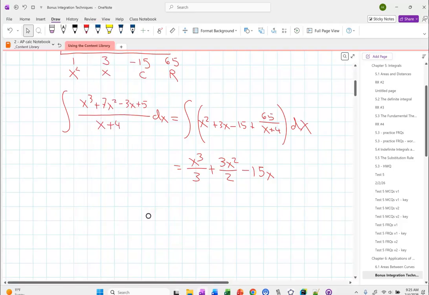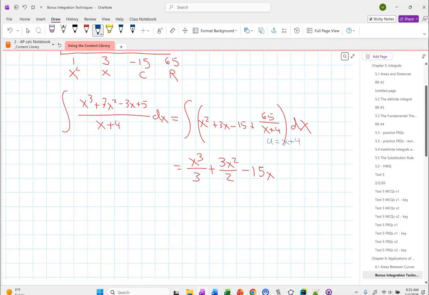And then to integrate 65 over x plus 4, we need to do a u substitution. What should the u be? x plus 4. Which means that du is going to just equal dx, right? Everybody's okay? So I will take the 65 out, and basically we have that.